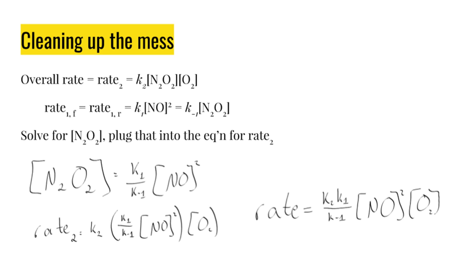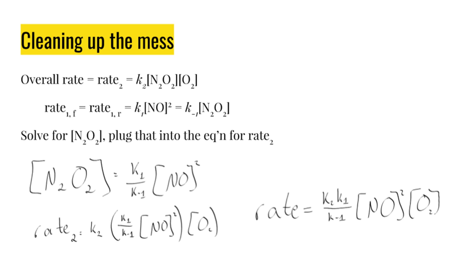Now, at this point, you may be wondering about K2 times K1 divided by K negative 1. A constant multiplied by a constant divided by a constant is just a different constant. Okay, we don't have to get rid of all those things. You just collapse them down and call them K or K prime, or K3, whatever you want. It's just another constant. We had to get rid of N2O2. We don't have to get rid of all those different rate constants.